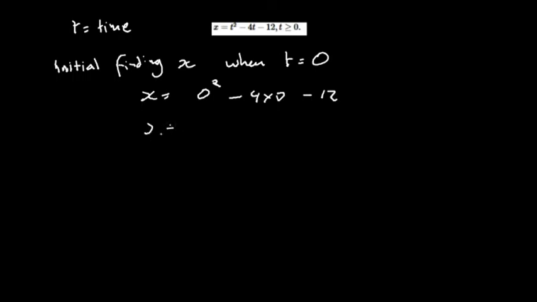Part A says identify the initial position. Initial means just where are we before we start moving, basically. So we're using t equals 0. Work that out and we get x is minus 12, which means that we're 12 units to the left of the origin. Just remember that for our negative sign.